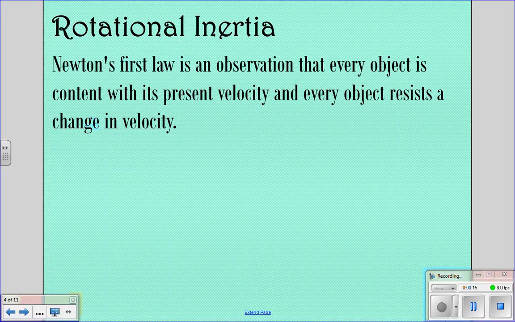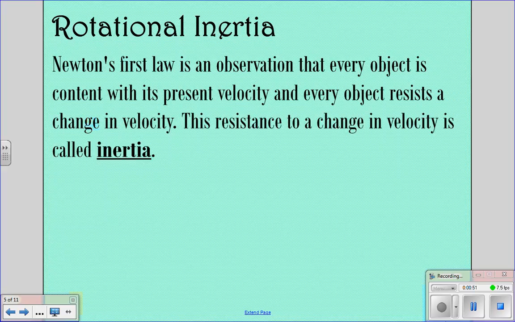Several months ago we talked about Newton's first law, and it's an observation that every object is content with its present velocity and it resists a change in its velocity. Remember, an object in motion is going to continue in motion until something acts on it. If you push a cart across the room, the reason it's going to slow down is because of friction. If we didn't have friction, it would just keep on going forever and ever. It would be content at that velocity, and it's going to resist a change in velocity. Okay, that was dealing with his first law.